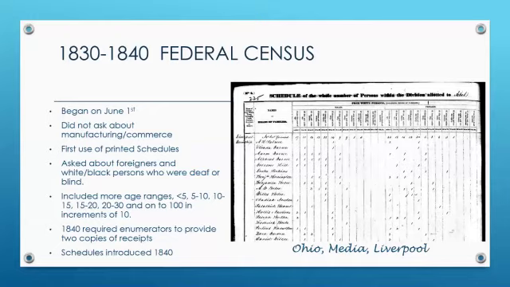The schedules are special questions that only related to certain people. And if you answered yes to one of the special schedules, then the enumerator had additional questions for you. If you can find your ancestors in the schedules, you have more information than people who are not found in the schedules. And I'll talk more about schedules in a moment.